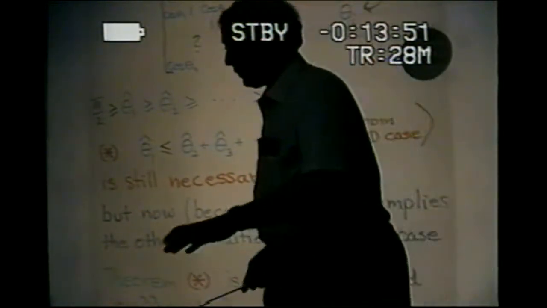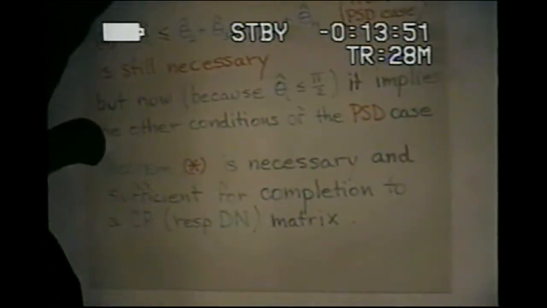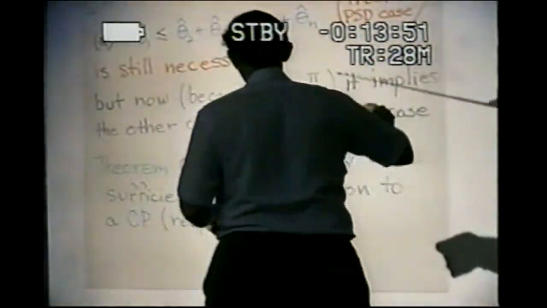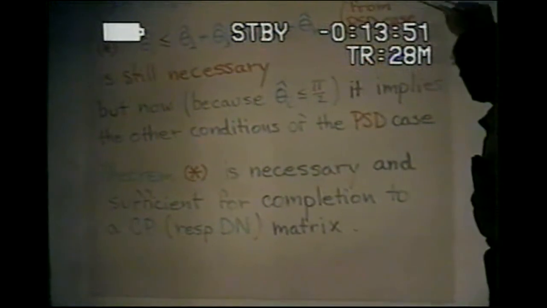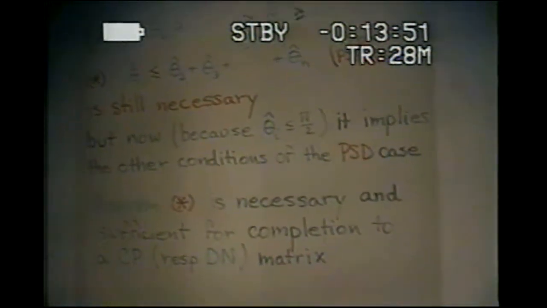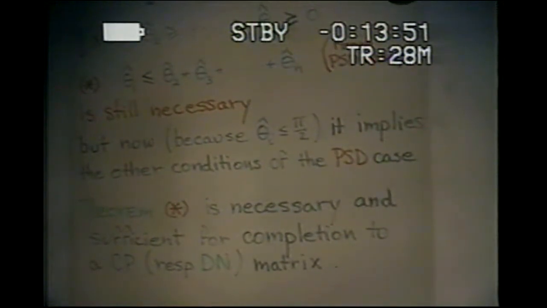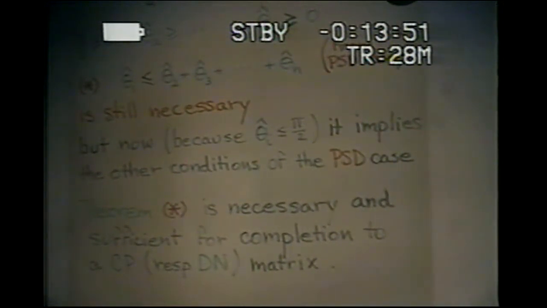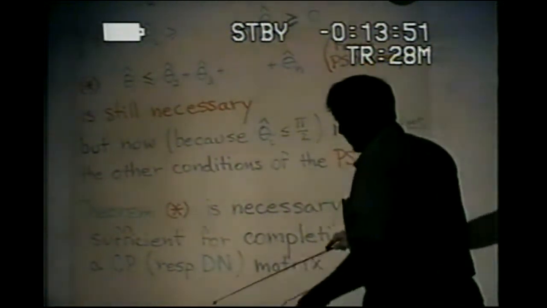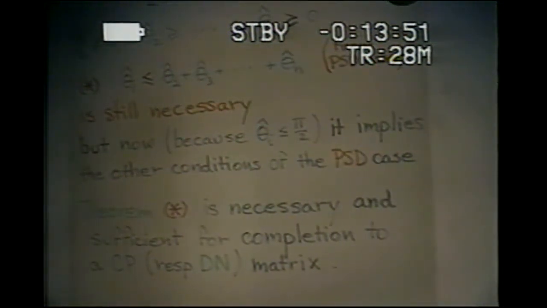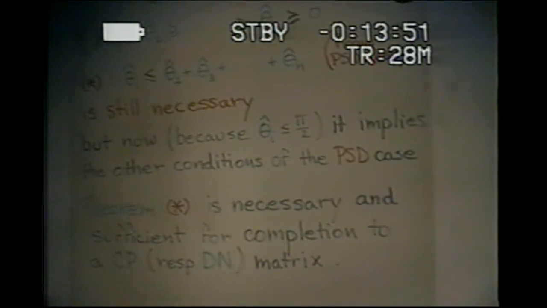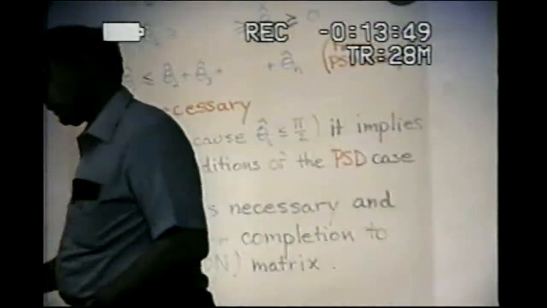And now, the theorem is, this inequality star, under this assumption, is necessary and sufficient for a completion to a completely positive, or if you like, a doubly non-negative matrix. Because if I can get a CP matrix, I can certainly get a doubly non-negative matrix. That's a B condition. Okay? And so, the cycle situation here now is quite interesting.